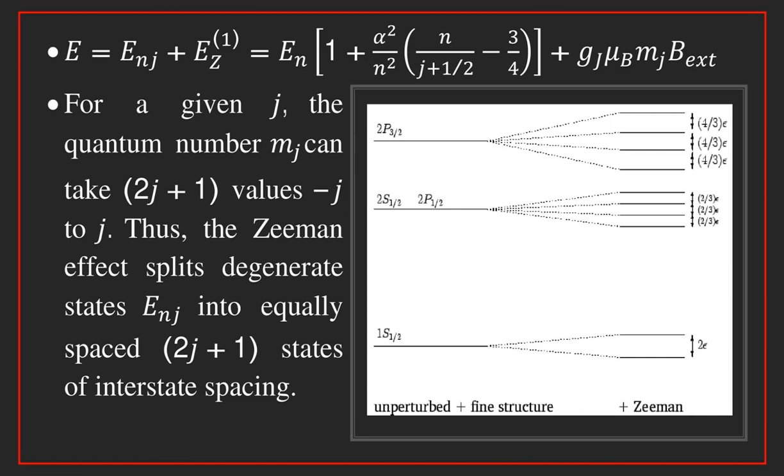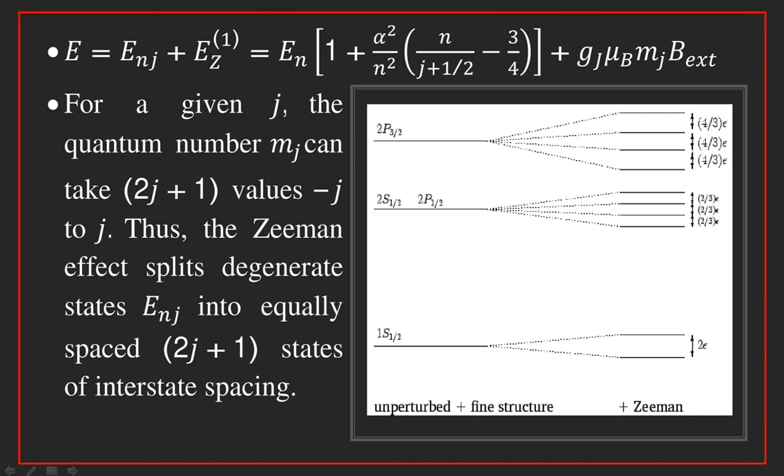But when the Zeeman effect is considered, for a given j, the quantum number mj can have values from minus j to plus j, or it can take 2j plus 1 values. So each level with total angular momentum quantum number j will split into 2j plus 1 levels. For example, this 1s half has j equal to half, so it will split into 2 into 1 by 2 plus 1, that is 2 levels. Similarly, this 2s half will split into 2 levels and 2p half will split into 2 levels.